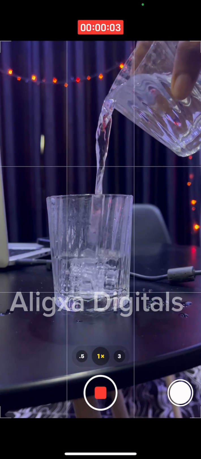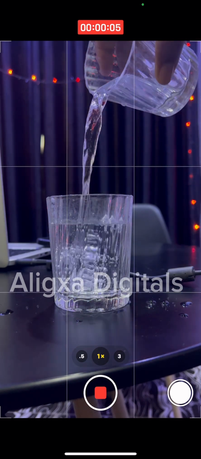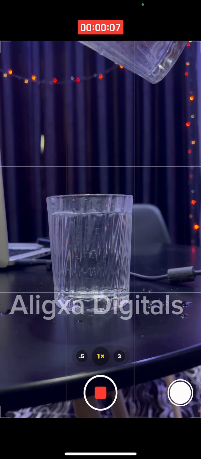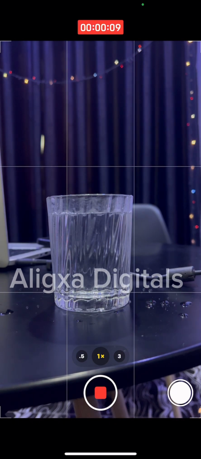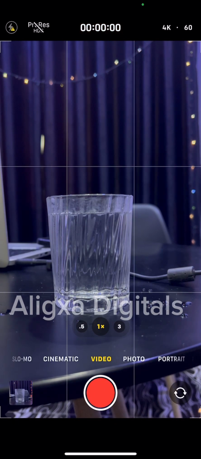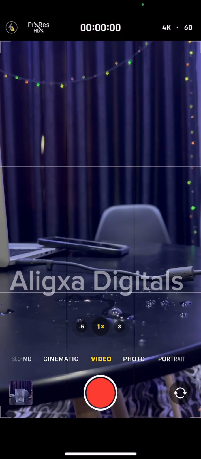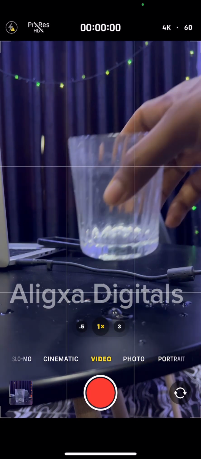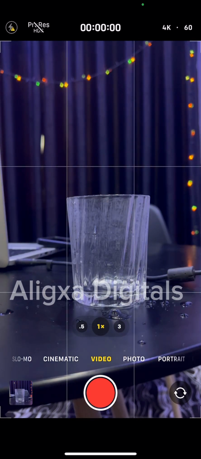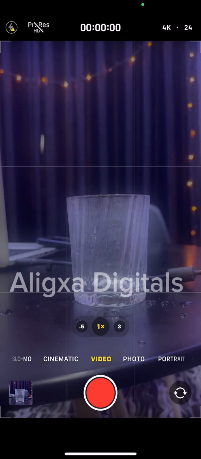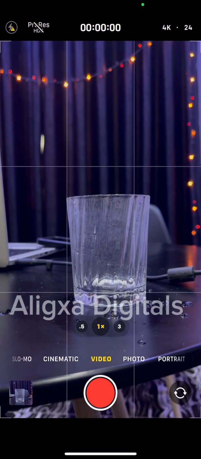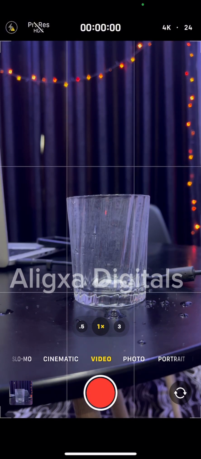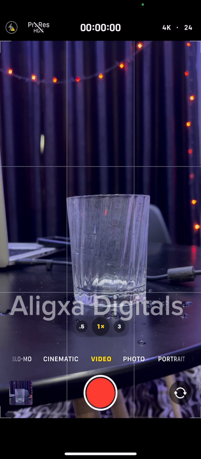Hence, when we go further ahead to 60 frames per second, more smoothness is added compared to 24 frames per second. Because in 24 frames per second, only 24 frames are captured in a second. But in 60, 60 frames are captured in a second, making the video look smoother. And 60 frames per second is the best for slowing motion down.